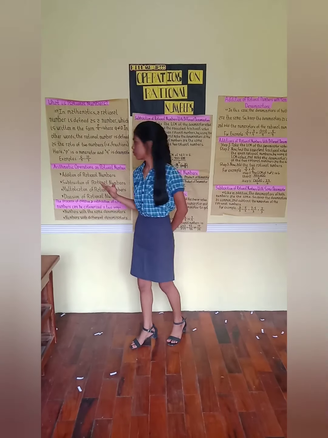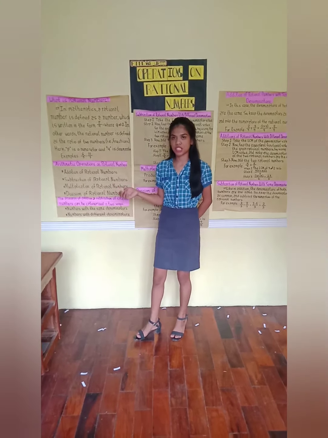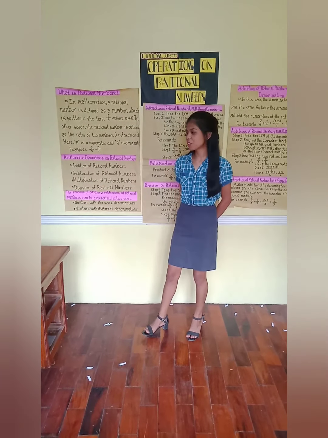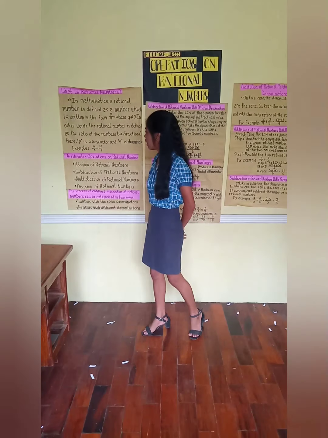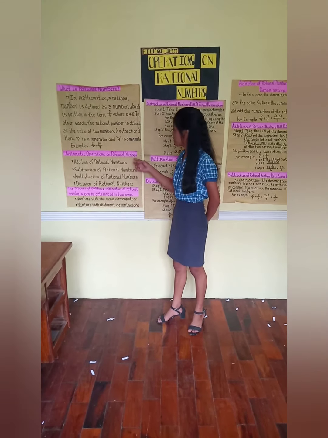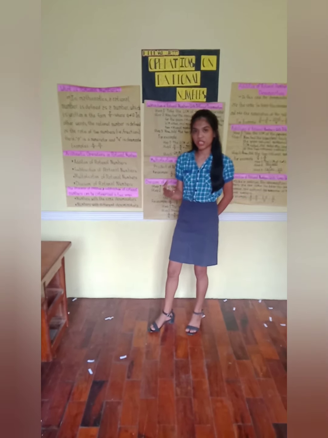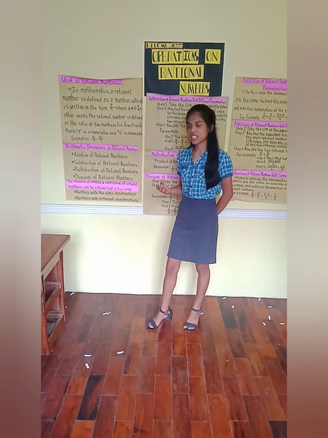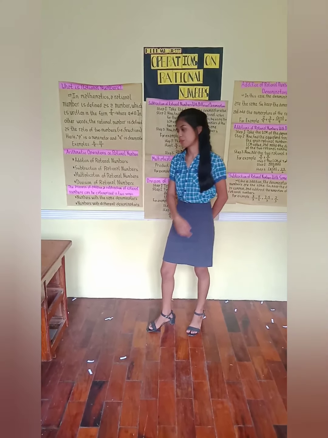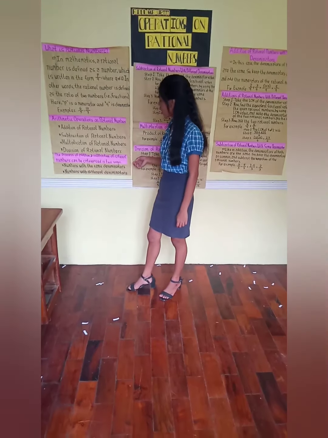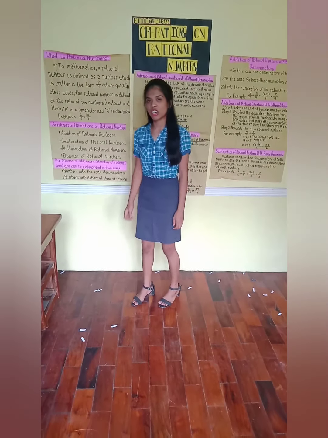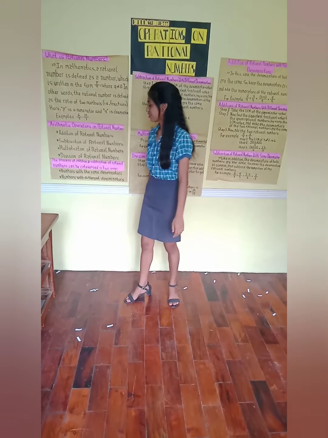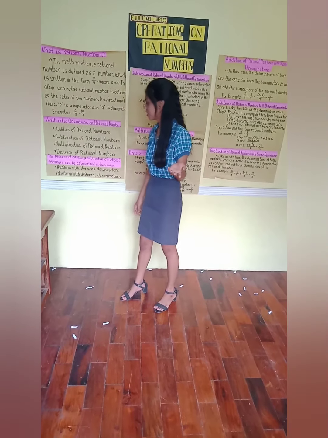There are 4 arithmetic operations on rational numbers. They are, Miss Vanessa, please read. Very good, Miss Vanessa. So our 4 arithmetic operations on rational numbers are addition of rational numbers, subtraction of rational numbers, multiplication of rational numbers, and division of rational numbers. And the process of addition and subtraction of rational numbers can be categorized in 2 ways. They are, Mr. Jefferson, please read. Okay, thank you, Mr. Jefferson.